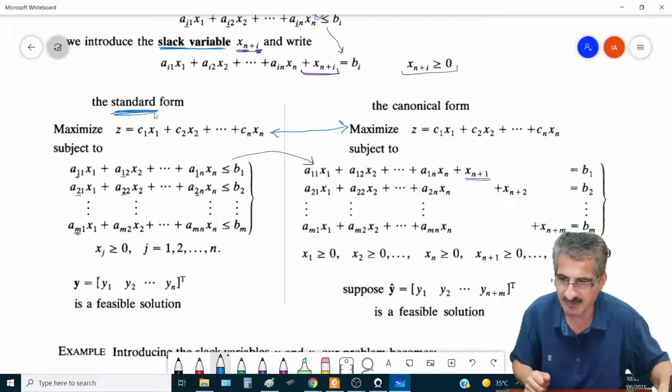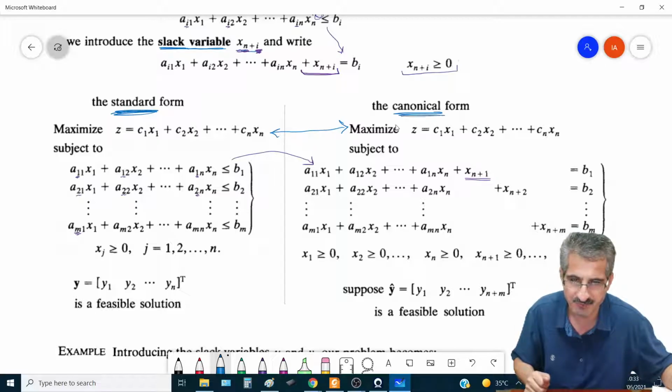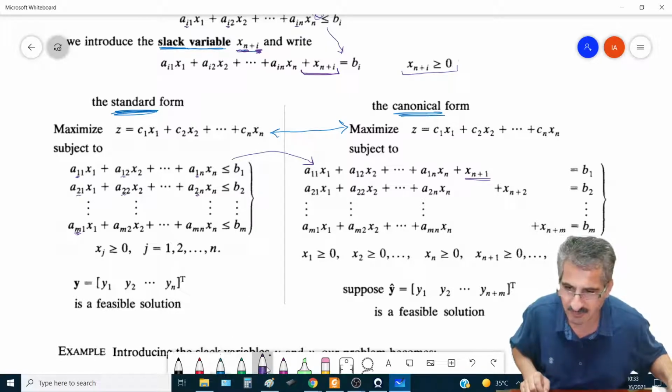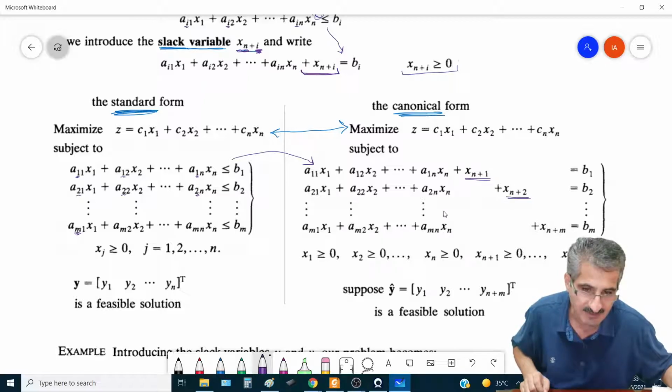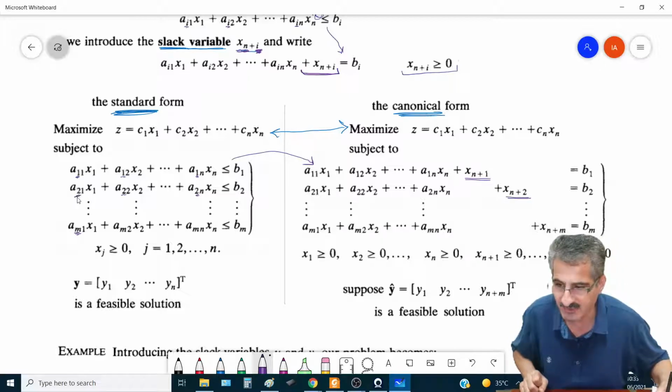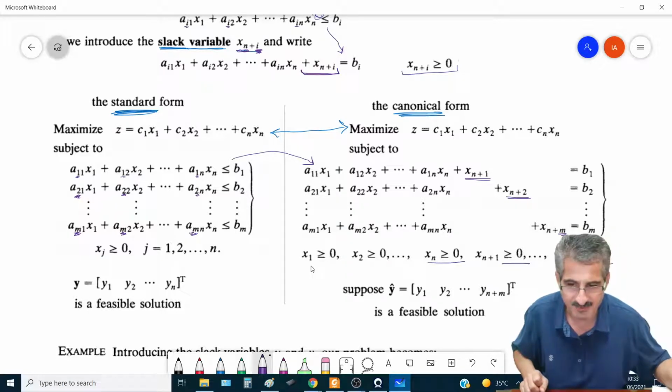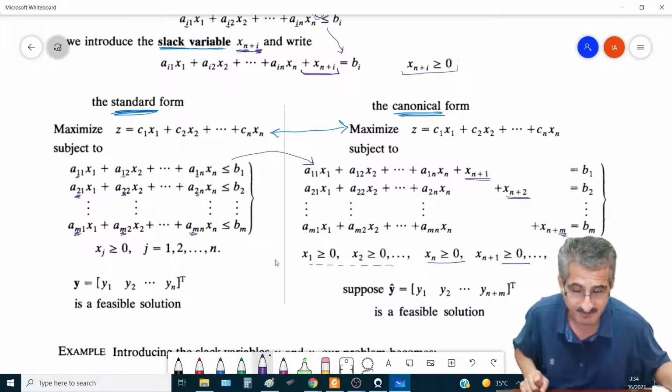Now we are here in standard form and we are converting it to canonical form. If you look at the second constraint, we added x_{n+2}. That's because i is 2. And we keep doing so. For the last constraint, the mth one, we added x_{n+m}. And here we go. All of these new variables are non-negative and the original ones are non-negative.